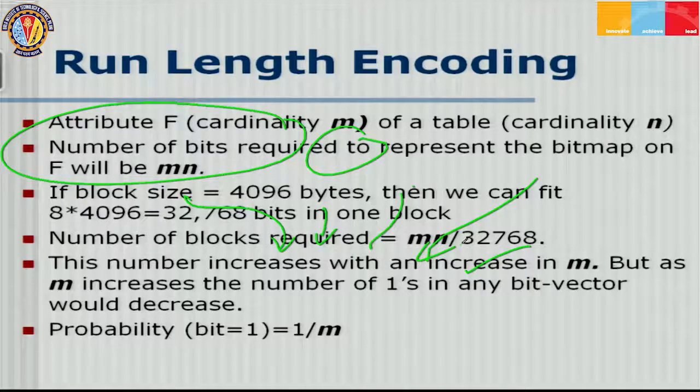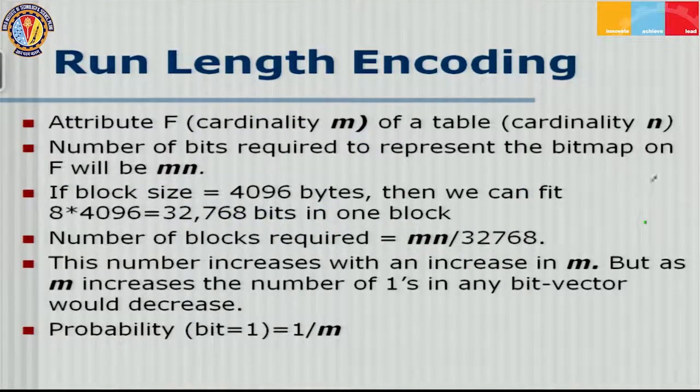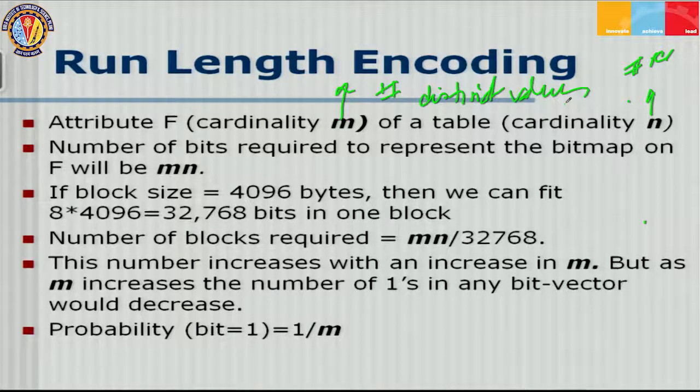Now let me give you some technical aspects of this. Suppose there is an attribute F, with cardinality m, of a table with cardinality n. Table cardinality n means the number of records is n. So n is the number of records, and cardinality means the number of distinct values in the column. So the number of bits required to represent the bitmap on F will be m into n.